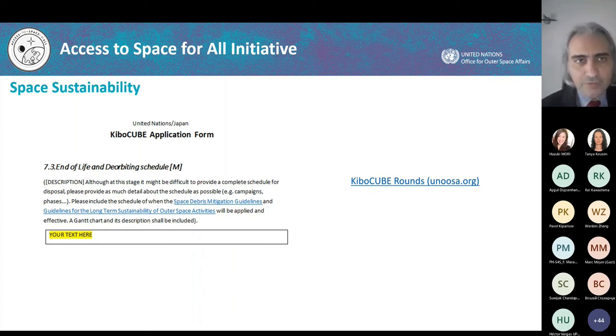But we are asking to understand for the applicants, in case the country doesn't have a particular national law in this respect, to provide us how they are meeting the compliance to these two documents. And you can see this is the KiboCube application form, but we have that embedded in the application forms that are relevant and are putting objects into space. For us, it's very important to understand how the applicants are understanding the international context, the guidelines, and how they are applying them to the project.